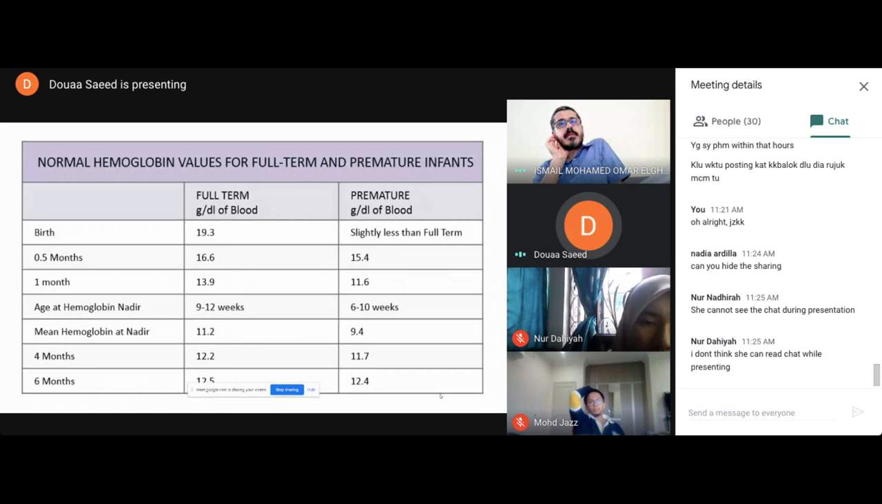This is important when we come to explain physiological anemia. The definition of anemia is a hematocrit or hemoglobin concentration more than 2 standard deviations below the mean for age. Or we can define it as a central venous hemoglobin of less than 13, a capillary hemoglobin of less than 14.5, or a hematocrit of less than 45% in patients.